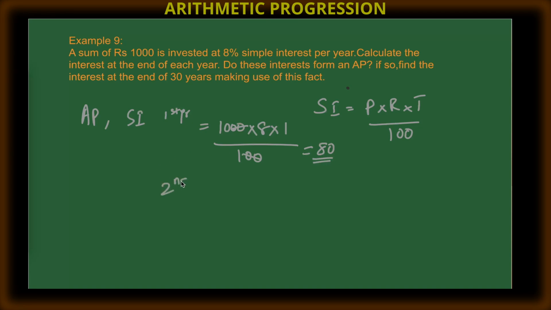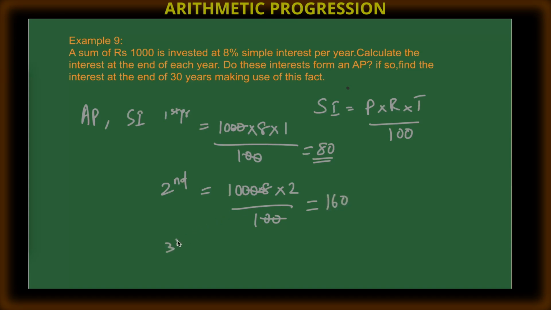Let's calculate for the second year. The principal remains the same, 1000. It's just this term that is going to change: 1000 into 8 into 2 divided by 100. The zeros get cancelled. Earlier we got 80 and the difference is 2 only here. So it will be 80 into 2, 160.